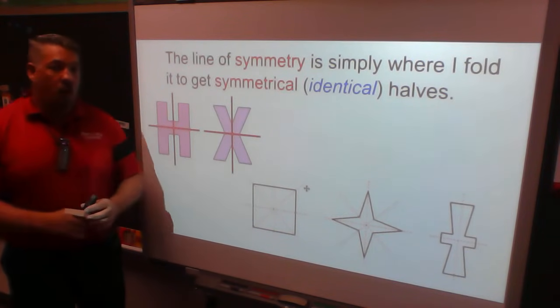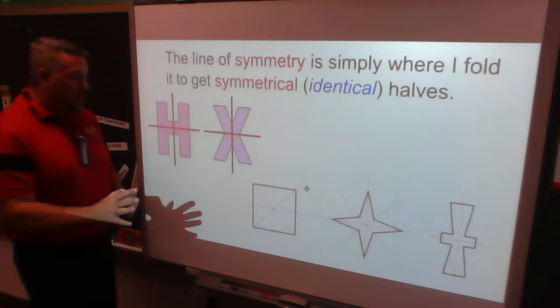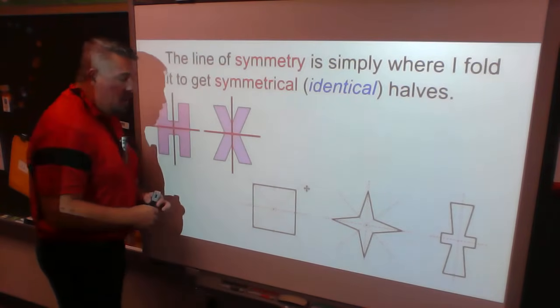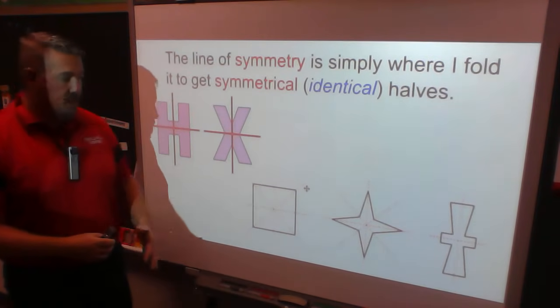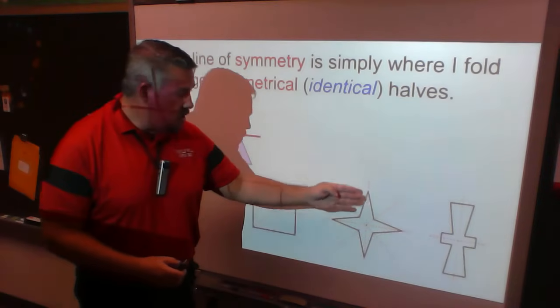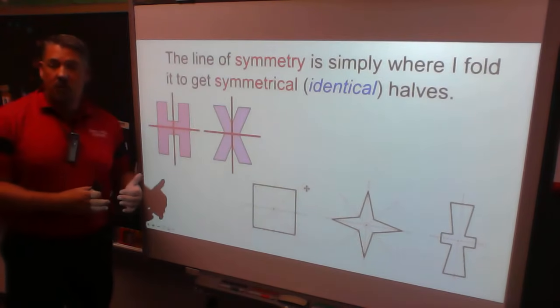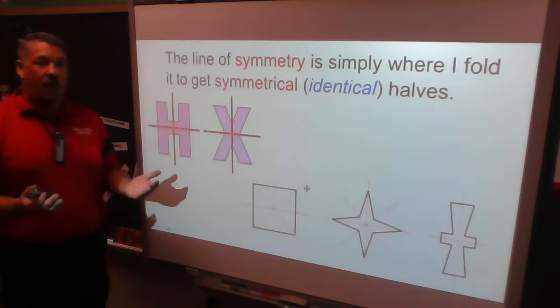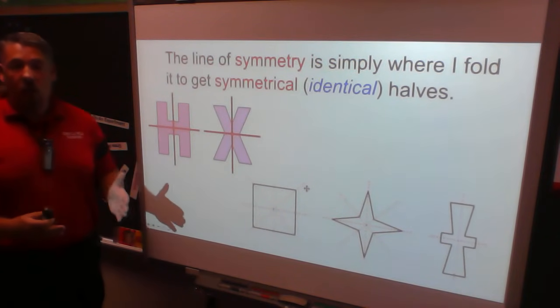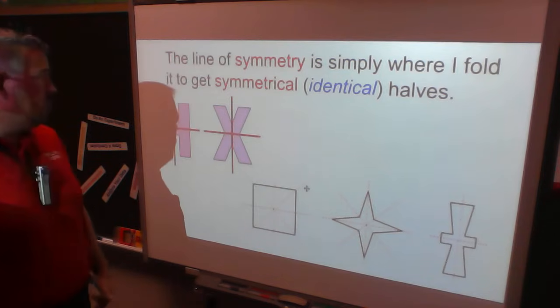A square, all 4 sides are even, 4 corners are 90-degree angles, has multiple lines of symmetry. So does this star, so does this cross. So just knowing what a symmetry is saying, it just means that if I fold it in half, then each side is going to look the same.